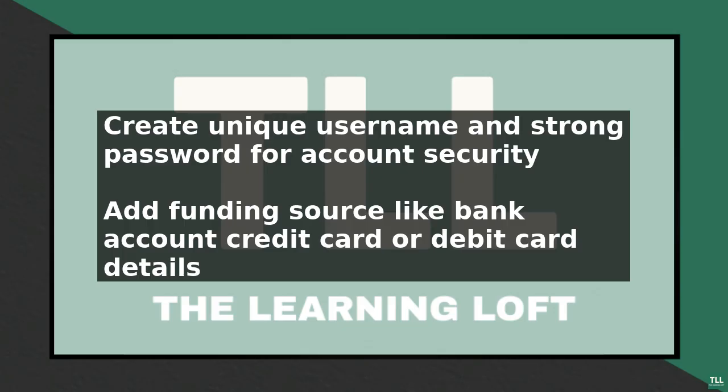Once you have added a funding source, you can start using Venmo to send and receive money. To send money, simply enter the username of the person you want to send money to, the amount you want to send, and a note describing the payment. You can also add friends and join groups to make it easier to find people to pay.